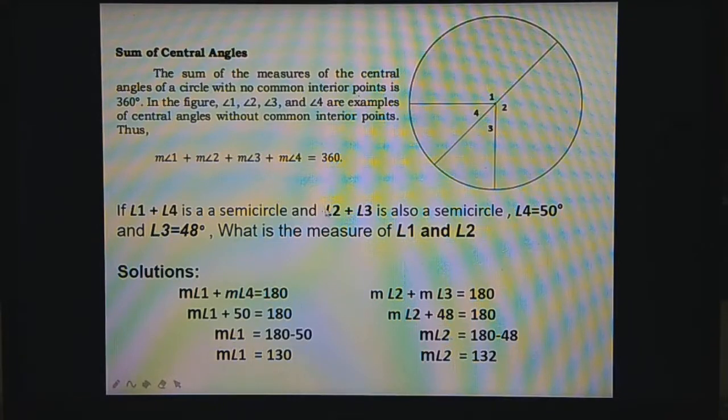Ganun din. Manggagaling din sa concept na angle 2 plus angle 3 is also a semicircle. Therefore, our equation will be the measure of angle 2 plus the measure of angle 3 is equal to 180. Let's substitute the given measure for angle 3. That is 48. So, angle 2 plus 48 is equal to 180. Now, the measure of angle 2 is equal to 180 minus 48. Then, the measure of angle 2 is equal to 132 degrees. So, in-apply natin yung sum of central angles.